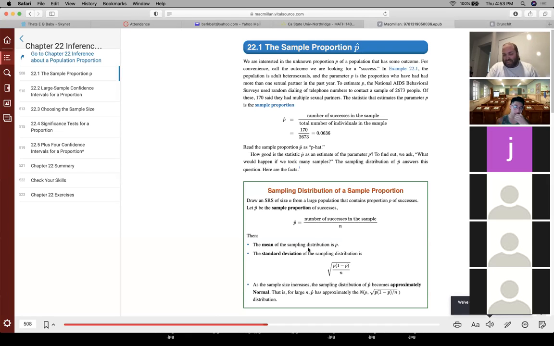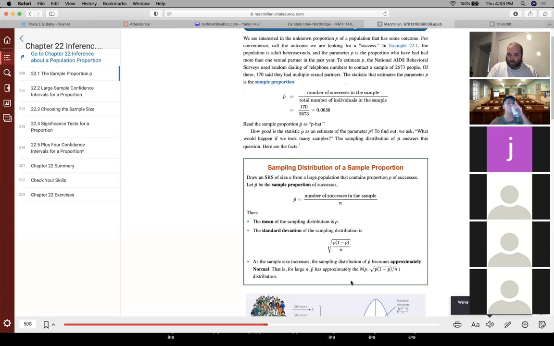And the standard deviation is no longer sigma. It's no longer s. It's given by this formula right here, for mathematical reasons that we're not going to go into. It's the square root of p times 1 minus p over n. That is the standard deviation for a sample proportion. As you can see here, as the sample size gets larger, what happens to the standard deviation as n gets larger?